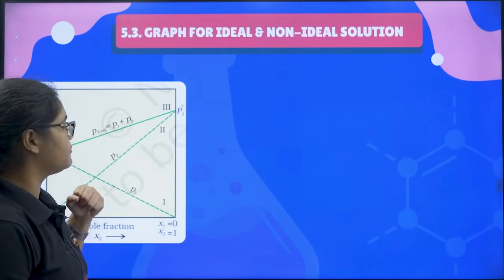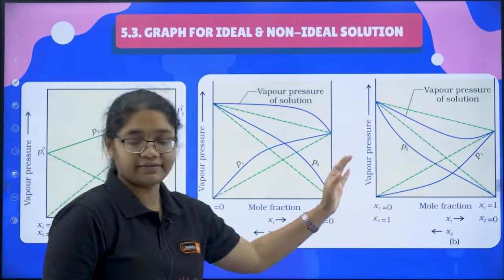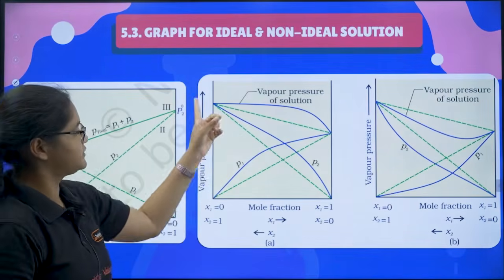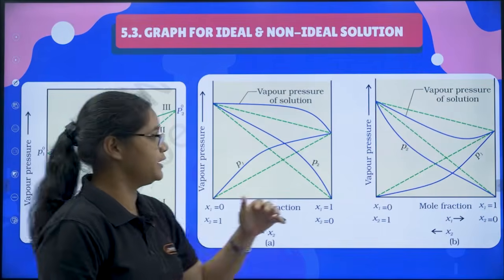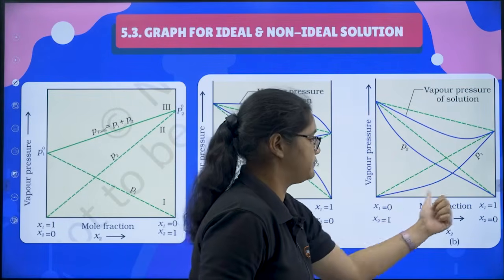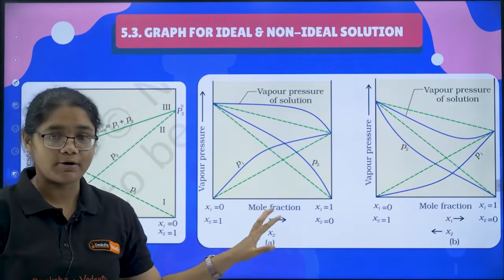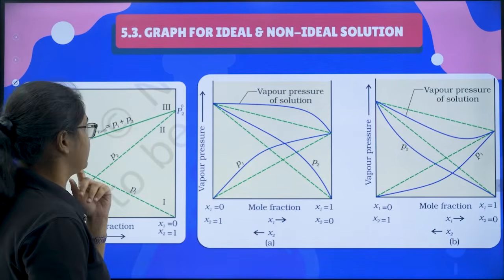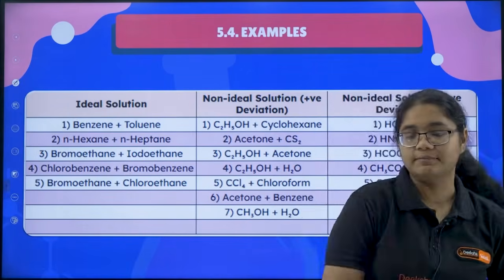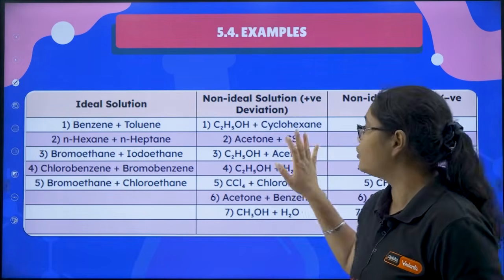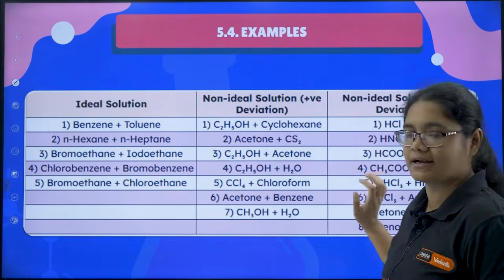Now what will be the graph for positive deviation and negative deviation? For positive deviation the pressure will increase, as we have seen, and for negative deviation the pressure will decrease. Graphs are important, so you have to practice them as well. Now we will see this table. You should remember I have given a lot of examples for ideal solutions, non-ideal solutions with positive deviation, and non-ideal solutions with negative deviation.